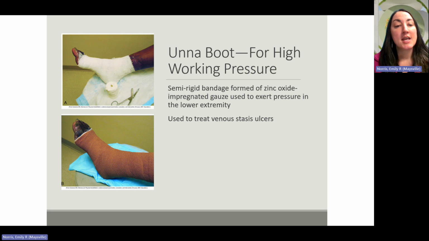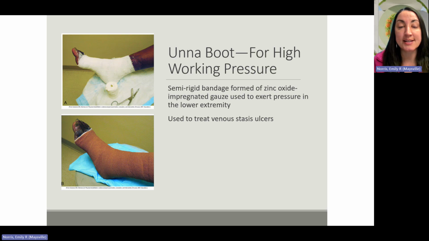Uniboot, this is for high working pressure, so this is typically used to treat venous stasis ulcers. It is a semi-rigid bandage formed from zinc oxide impregnated gauze, and it is used to exert pressure on the lower extremity. So they take this gauze that has zinc oxide, they wrap it evenly around the area, and then they cover that with another layer.